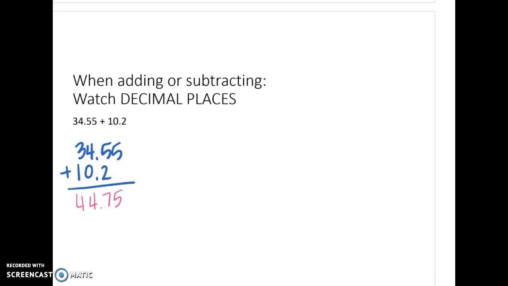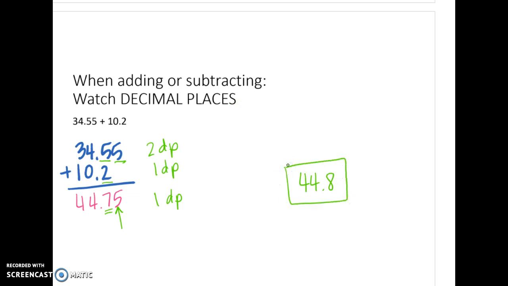And then you're going to go back and look at the numbers that you've been given and decide how many decimal places each one has. Now remember, decimal places are the numbers that are after the decimal point. So this one has 2 decimal places, this one has 1. Your answer can only have as many as the least of those numbers. So your answer can only have 1 decimal place, which would be this number. But you look at this number to tell you to round up. So if this were your problem, we would all now round and report our answer as 44.8.